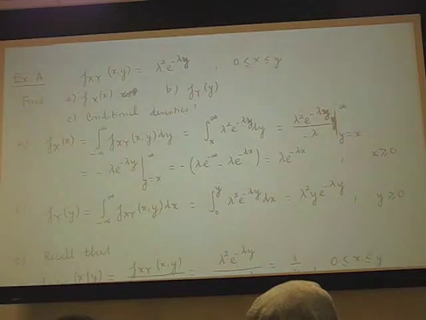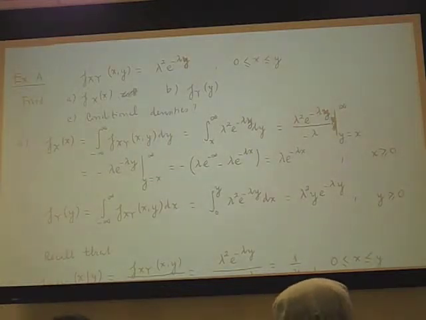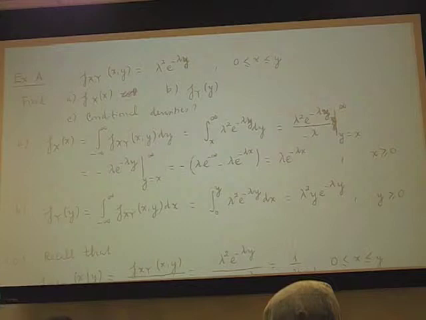First, the marginal density with respect to x. How do I do it? Take the integral from negative infinity to infinity with respect to y of the joint density. You have that, so just integrate it out. It's a calculus problem.